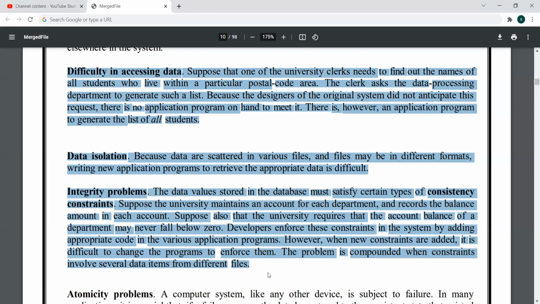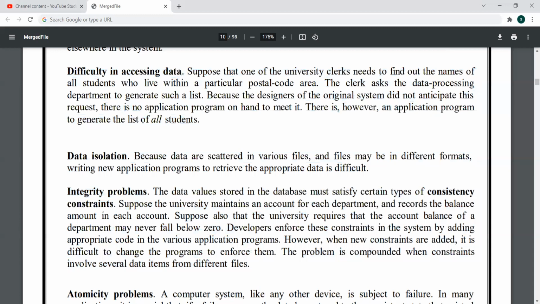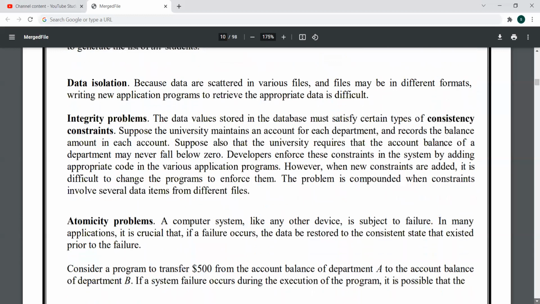Next, integrity problems. The data values stored in the database must satisfy certain types of consistency constraints. Suppose the university maintains an account for each department and records the balance amount in each account. Suppose also that the university requires that an account balance of a department never falls below zero. Developers enforce this constraint in the system by adding appropriate code in the various application programs. However, when new constraints are added, it is difficult to change the programs to enforce them. The problem is compounded when constraints involve several data items from different files. These are the integrity problems in a file processing system.